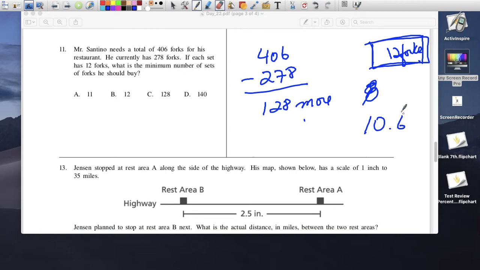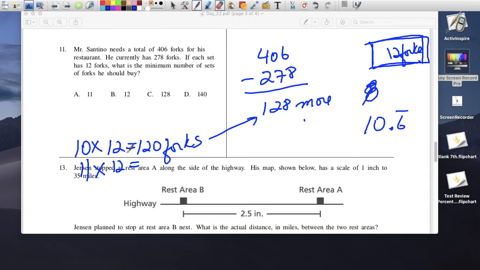So the answer in the calculator is 10.6 bar notation, right? You can't buy 10.6 boxes, so you need to buy 11 boxes. If you buy 10 boxes, each box has 12, that means you get 120 forks. Obviously, that's not enough because he wanted 128. So you need to buy 11 boxes. 11 boxes times 12 gives you 132. So 10.6 rounded becomes 11 because you need 11 boxes to get 132.